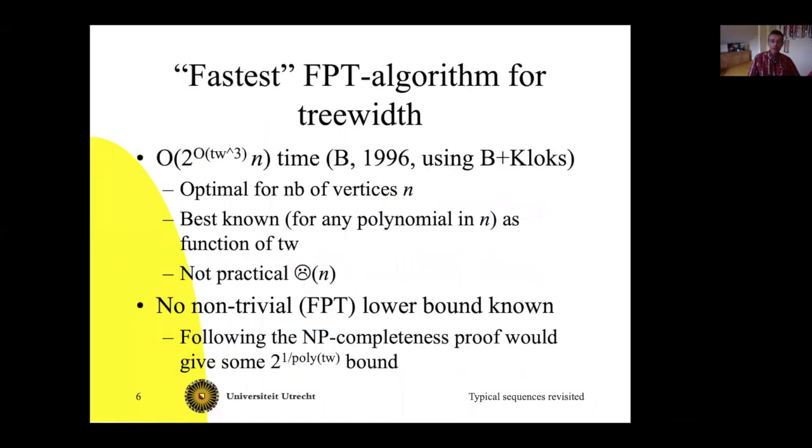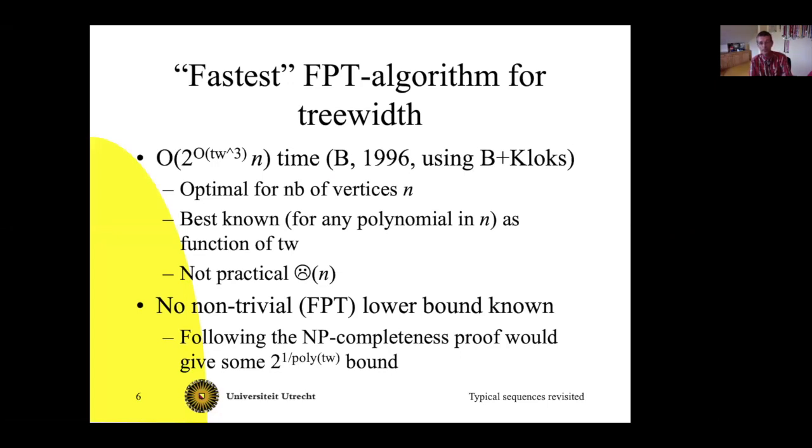So let's look at this quote-unquote fastest FPT algorithm for Treewidth. In practice, it's very slow. It has been implemented, but even for Treewidth 3 and 4, this is very slow. And the constant factor is 2 to the something which is cubic in the Treewidth. But it's linear in the number of vertices. Now, even if you allow any polynomial, so not linear time, but quadratic or n to the 10 time, still this 2 to the order Treewidth cubed is the best known for almost a quarter of a century. So this is a question which is intriguing.